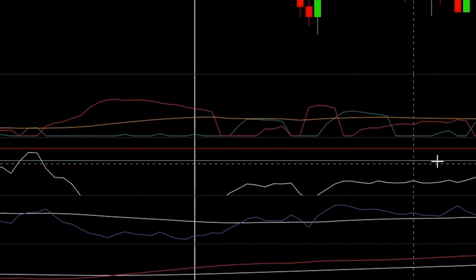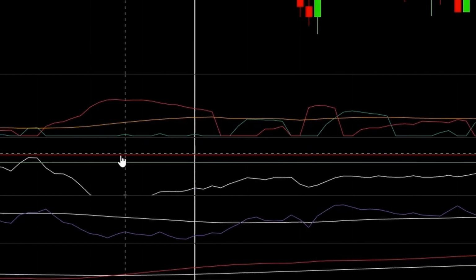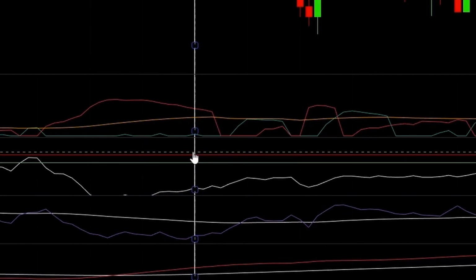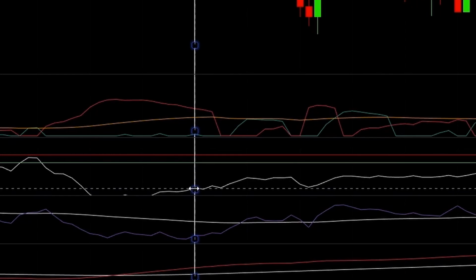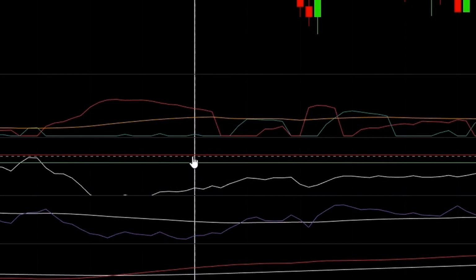Then we need to take a look at our CCI, which is this indicator. And on the CCI, the rule is simple. For a valid short position, we need the CCI line to be below the 125 level. This white line is the CCI line, and it is well under that red line, which is our 125 level.